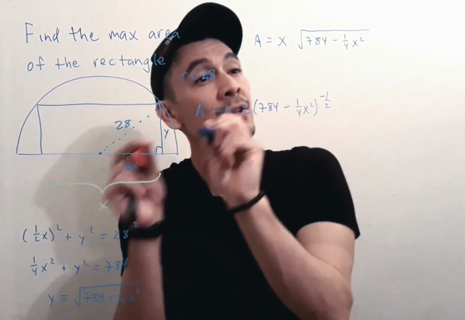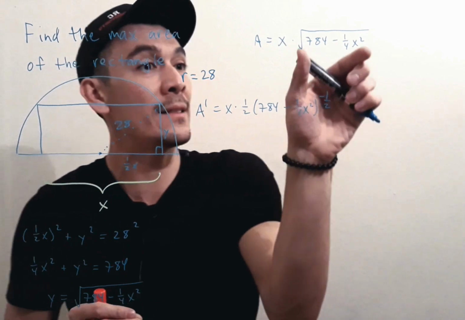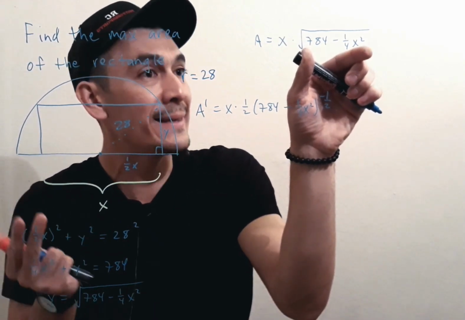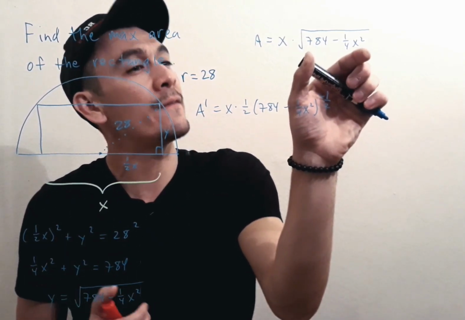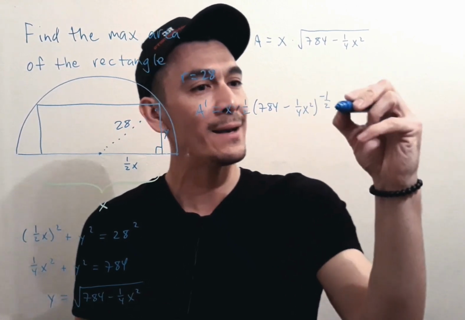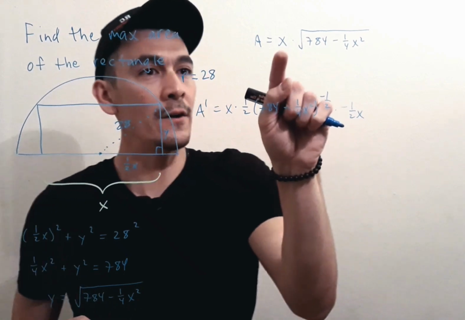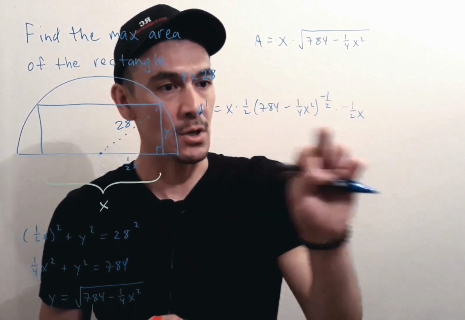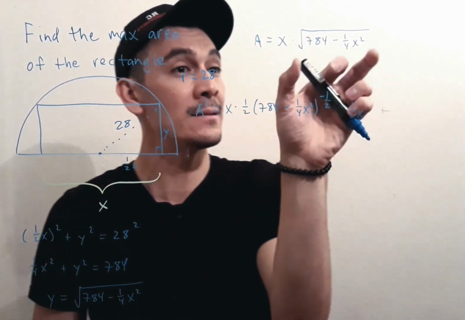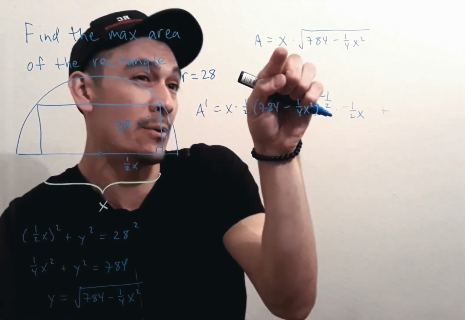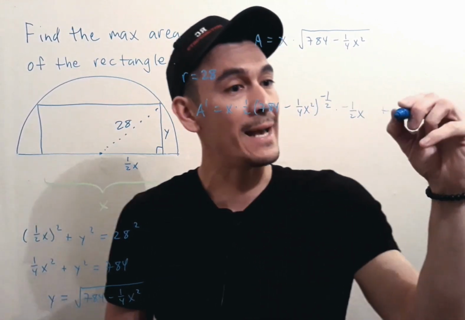Students will unfortunately forget this part. So we need the derivative of the radicand, as they call it. So the derivative of this would be what? Negative 1/2 x. So let us continue with the product rule. First times the derivative of the second, all of that, plus the second times the derivative of this. Well, the derivative of that is just 1, so really it's just that term there.